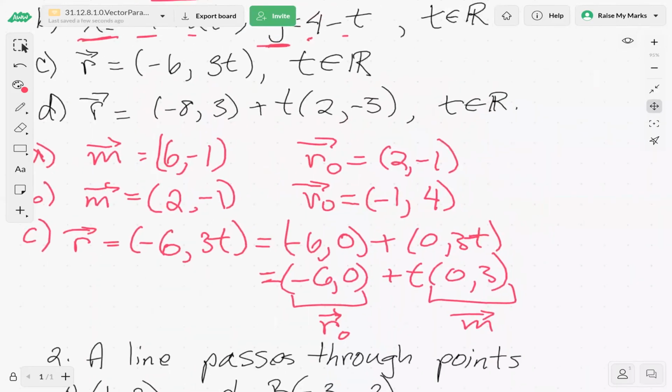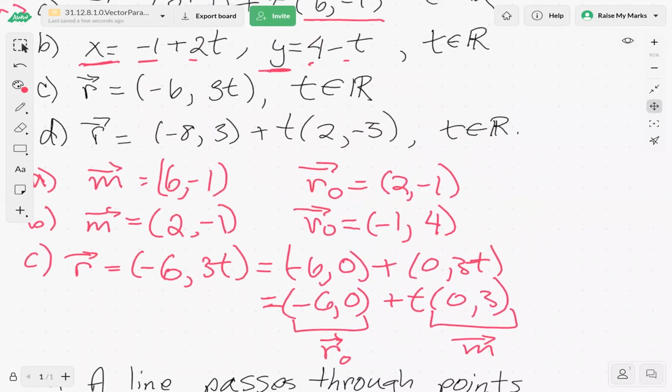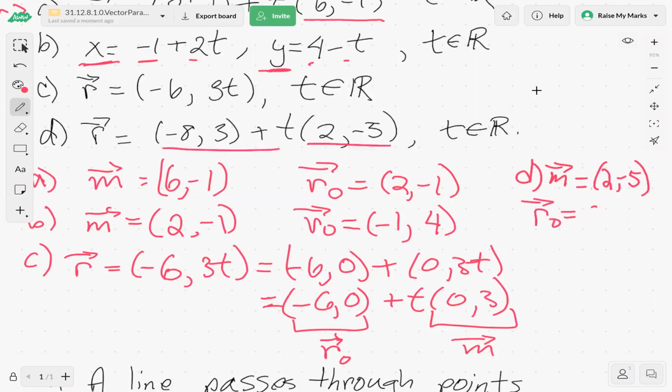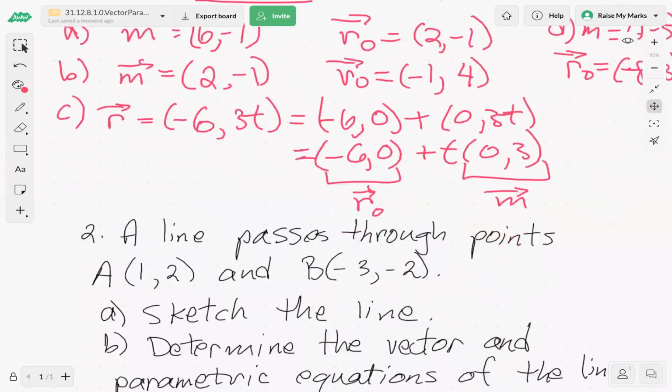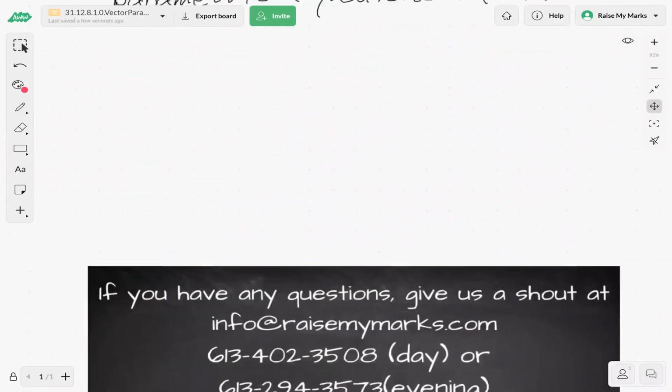Last one, D. Again, this one is pretty straightforward, very clear. Our direction vector is (2, -5), and our point lying on the line is (-8, 3). Good. All right, next question. How many do we have? We have just the 2.